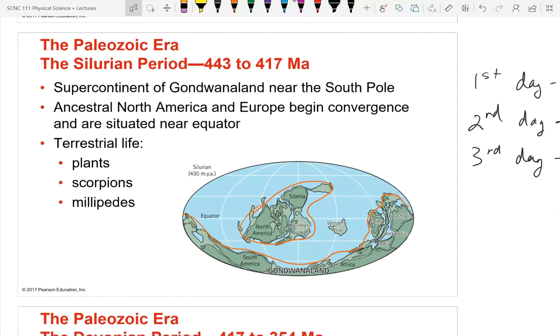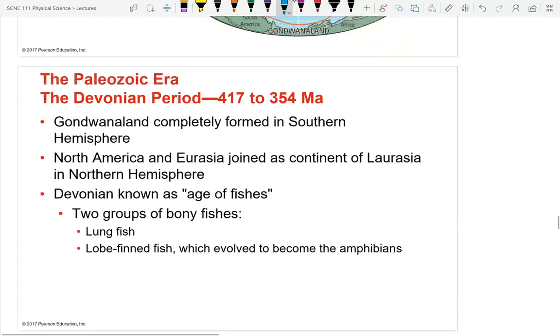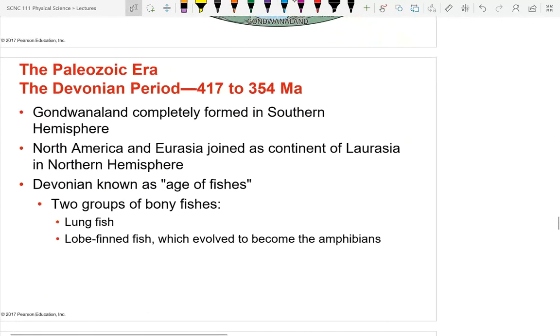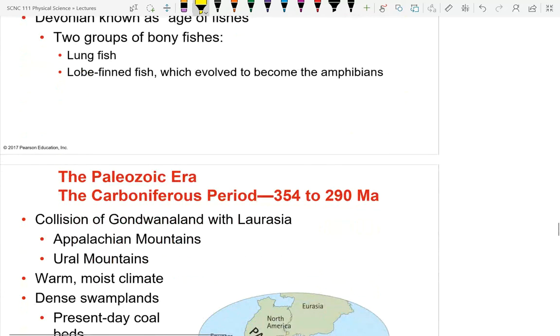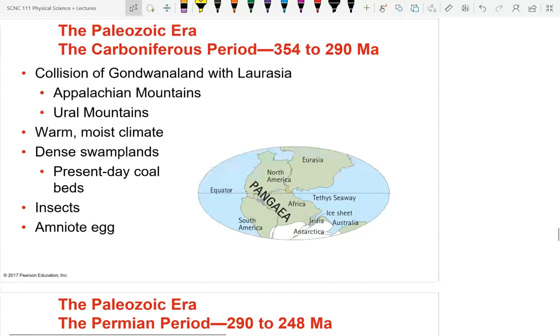So after the Silurian period, we come to the Devonian, where North America and Eurasia are joined as the continent that's called Laurasia. So there's another supercontinent, Laurasia. And this is the age of fishes when we get to the Devonian. So you have bony fishes, the lungfish, the lobefish. What do I know about those?